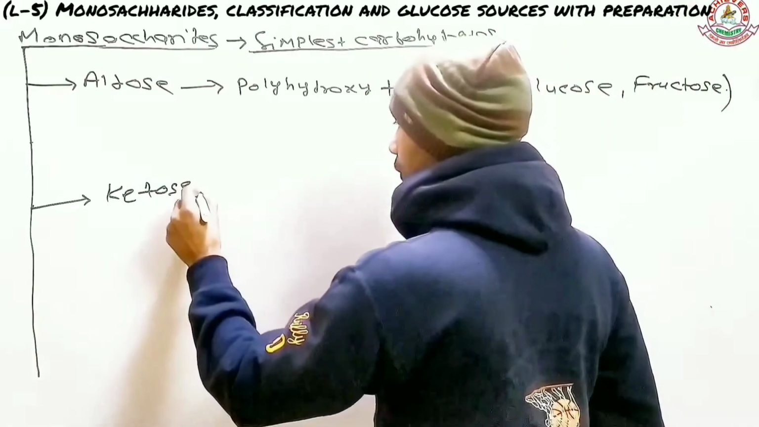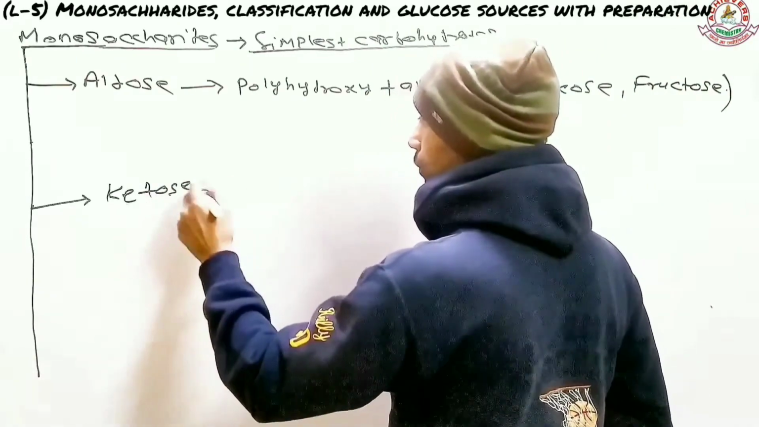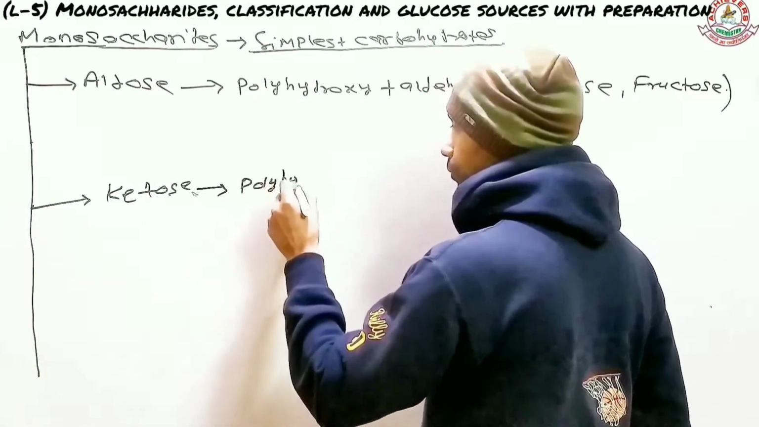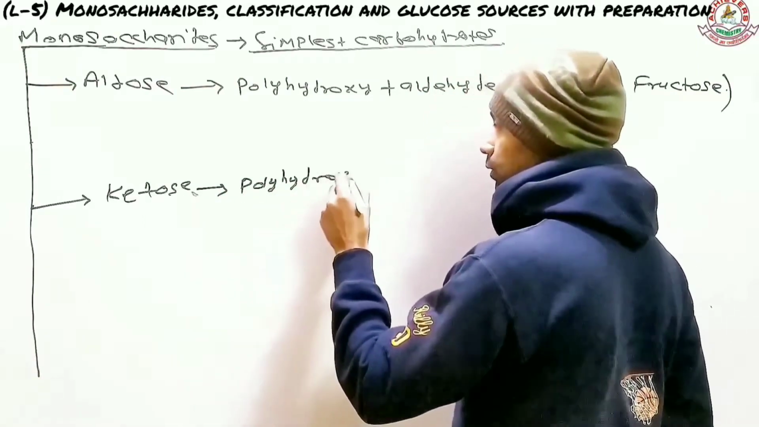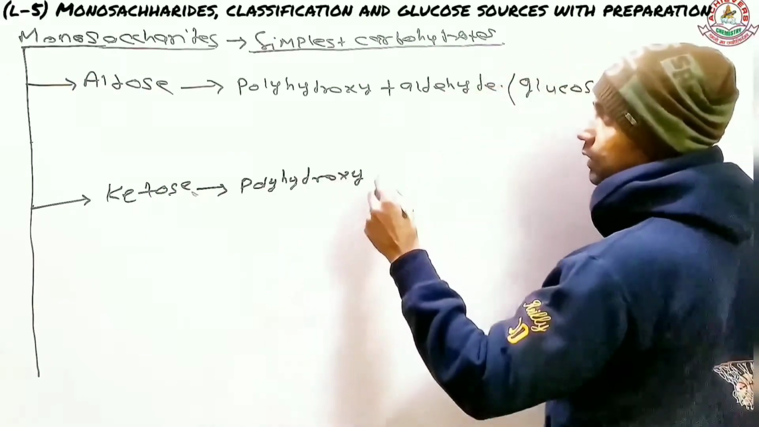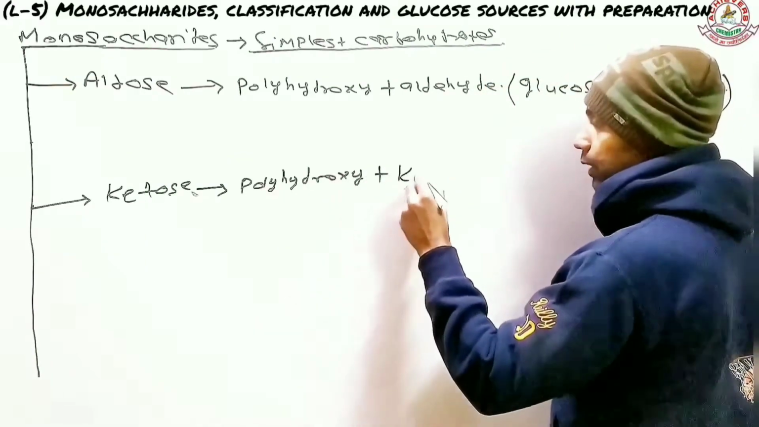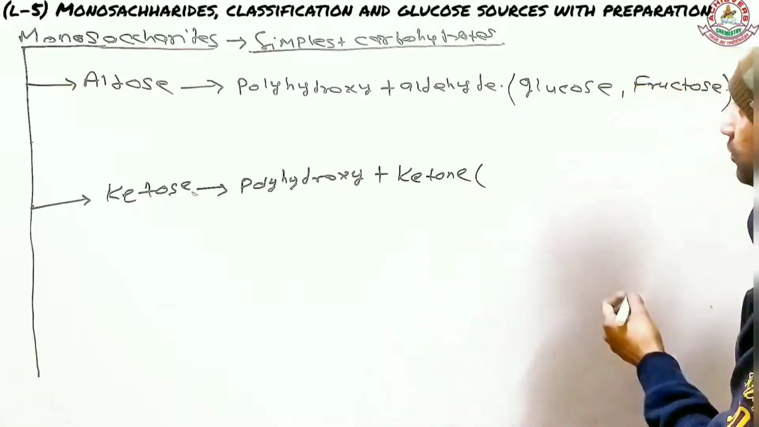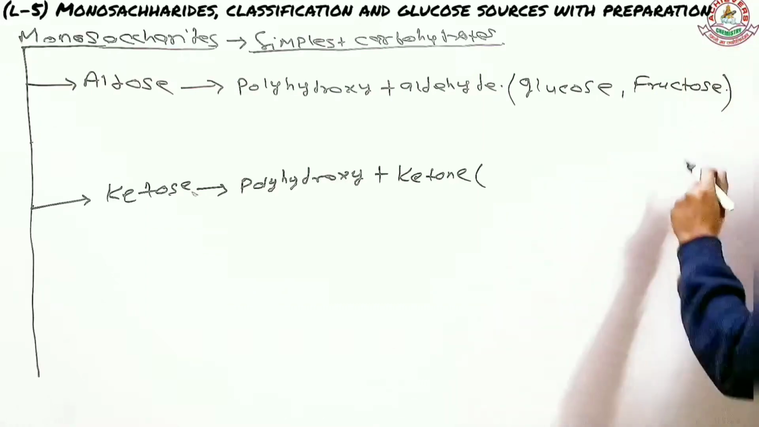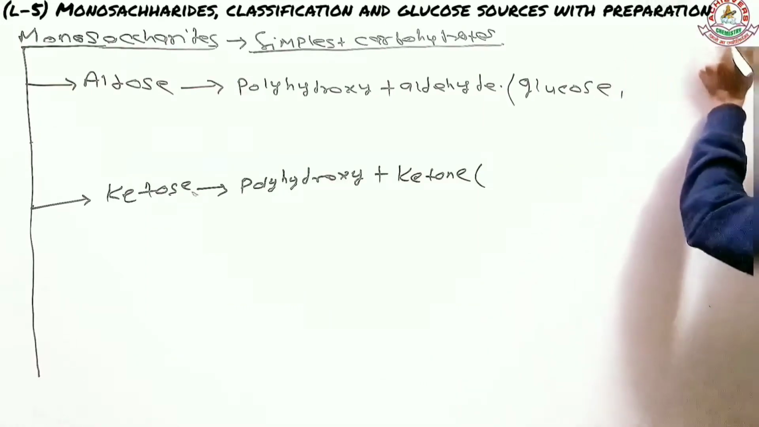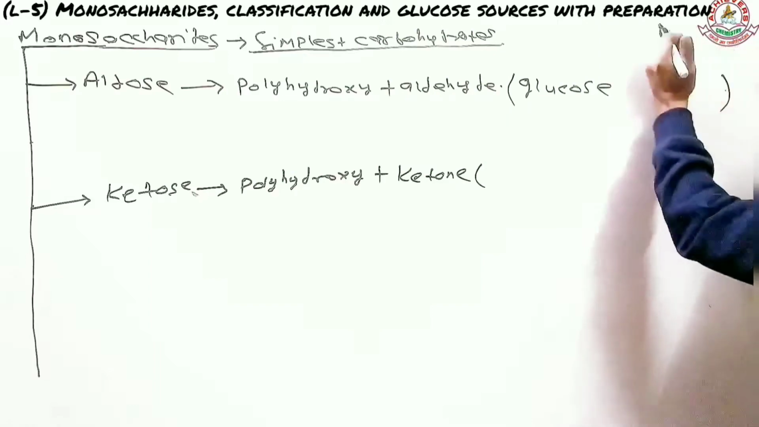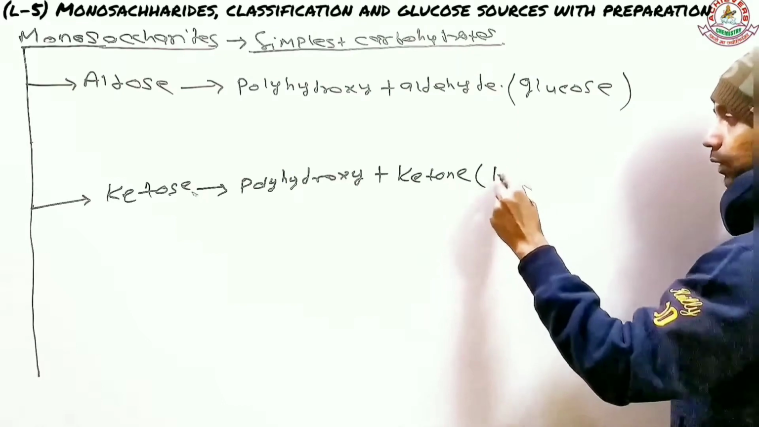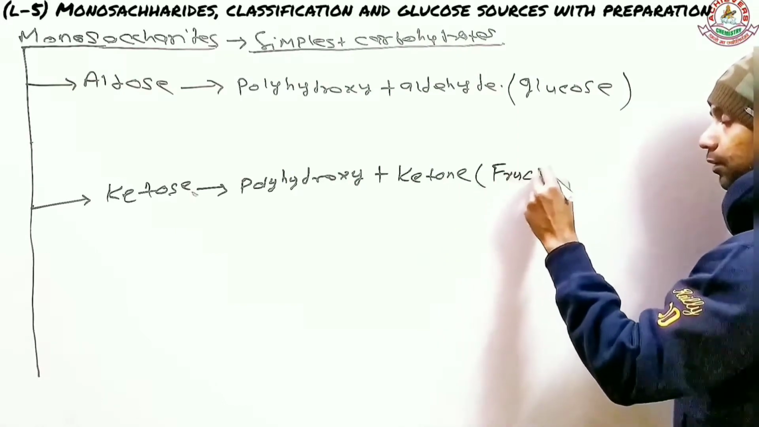Now let's talk about the ketose. What are ketoses? Ketoses are polyhydroxy with ketone. Now for the example, I have messed up here. Fructose is not an aldose, only glucose is an aldose here. Fructose is actually a ketose. So fructose is the example.